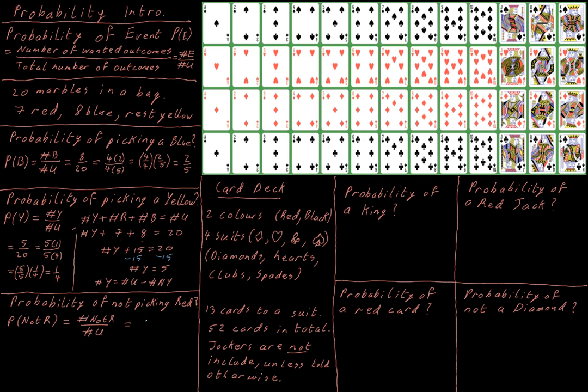There are several ways you could construct this one, so that would be the same as saying the number of blue plus the number of yellow, divided by the number in my universe. So that would be my number of blue, which is 8, plus my number of yellow, which is 5, all over my total number in the universe, which is 20. So I would end up with 13 out of 20.